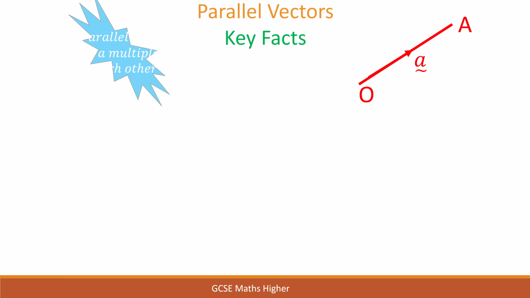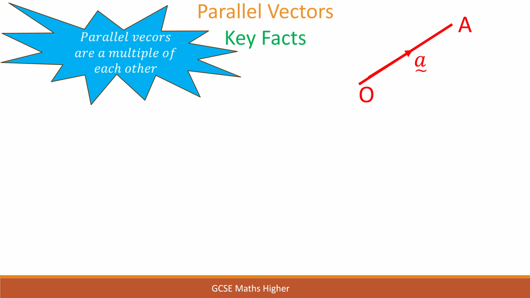Parallel vectors are vectors that are multiples of each other. So for example, the vector that you can see here, the same vector as we've had before, from O to A, if I multiply the vector by 2, this vector becomes twice as long. Now, it doesn't always have to start at the origin. It can start at any point and go to any point. So it doesn't matter where it is.